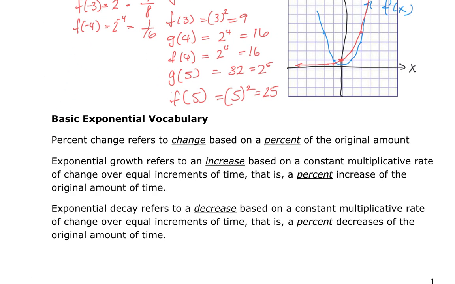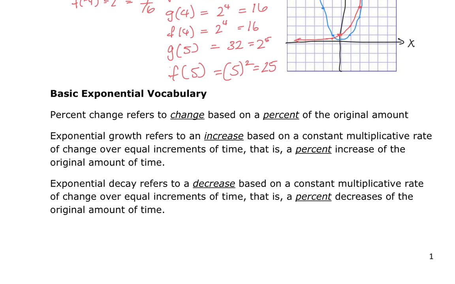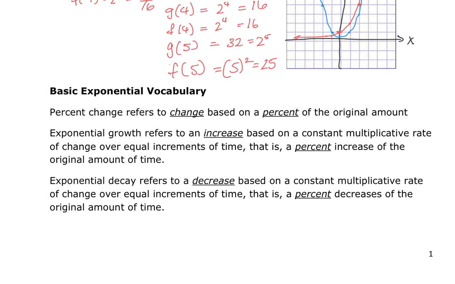So here are some basics that we need when we talk about exponentials. The first thing we need to talk about is percent. Percent change refers to the change based on a percent of the original amount. Exponential growth refers to an increase. And that is an increase at a constant multiplicative rate of change over equal increments of time. That is a percent increase of the original amount.